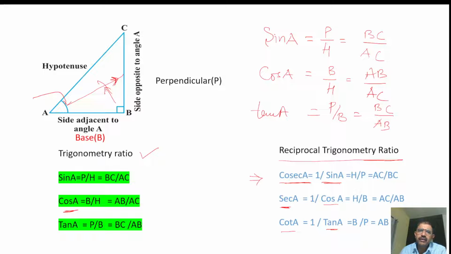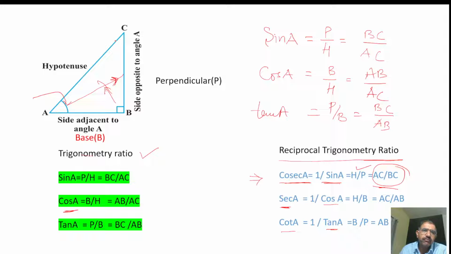Just as we found sin A, the reciprocal of that will become h by p. So here we have written h by p, and we have put in the values. H means hypotenuse, p is perpendicular. What is the hypotenuse here? AC. And what is the perpendicular here? BC. So we have calculated AC by BC. I think you understood what the trigonometric ratios are. Now keep in mind, here I have found these corresponding to angle A.